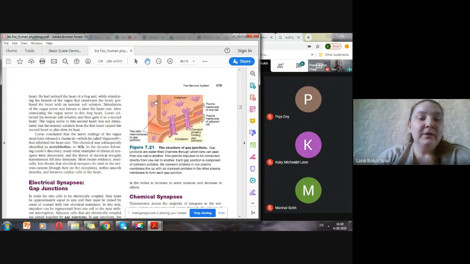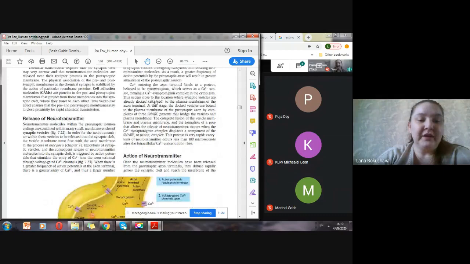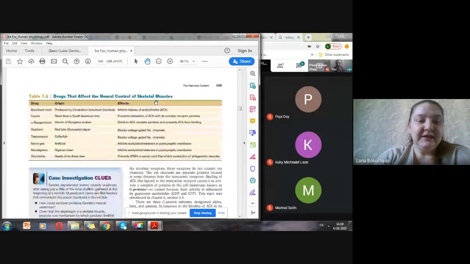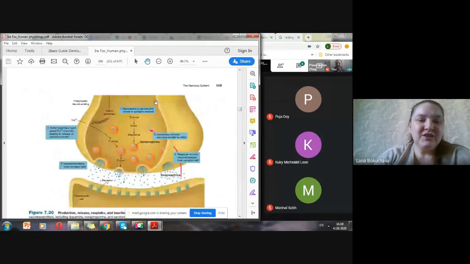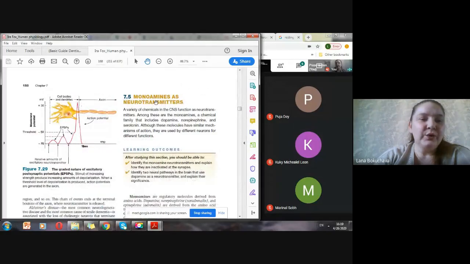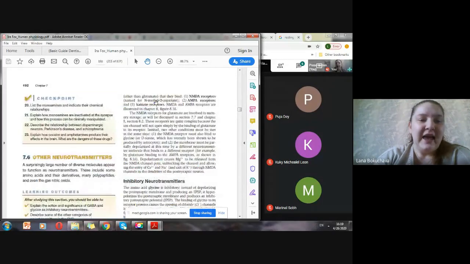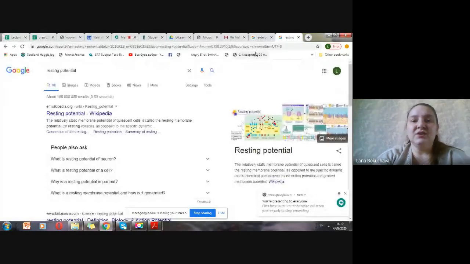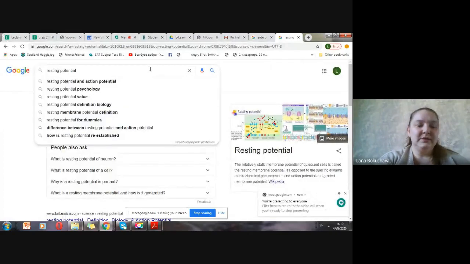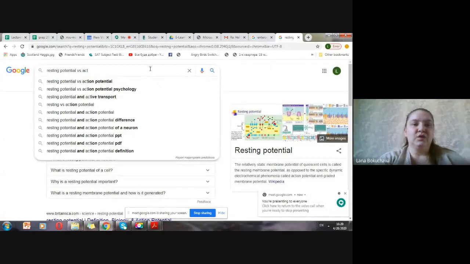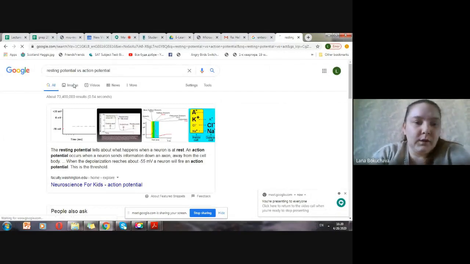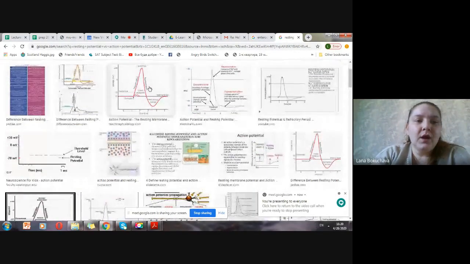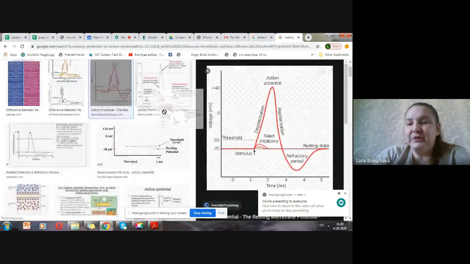Just a second, let me find it for you. This portion is not interesting for me. I just want to show you how the action potential itself looks, right here or even here. Resting potential versus action potential. Look, yeah, here it is. A good example of the action potential.